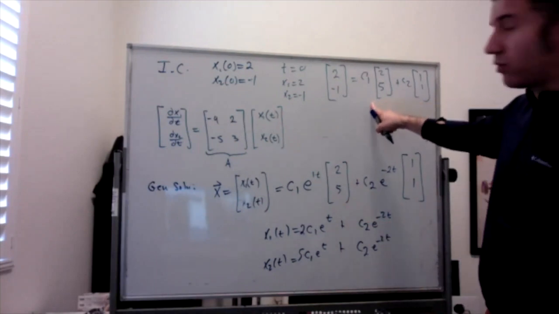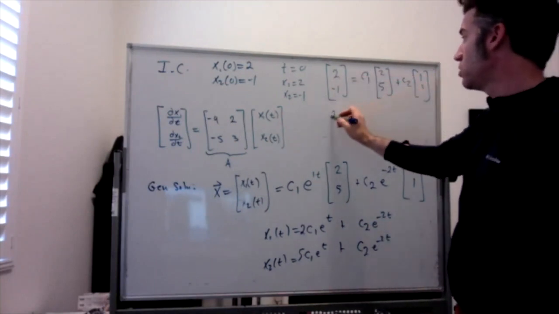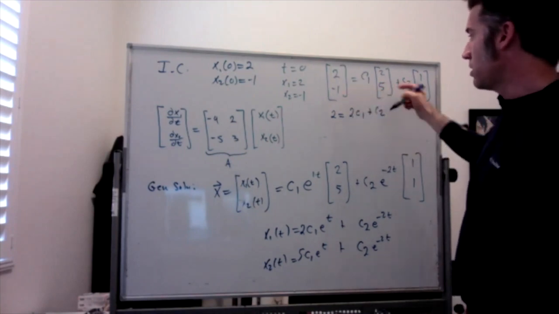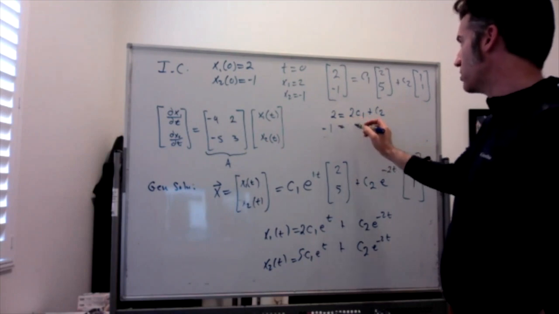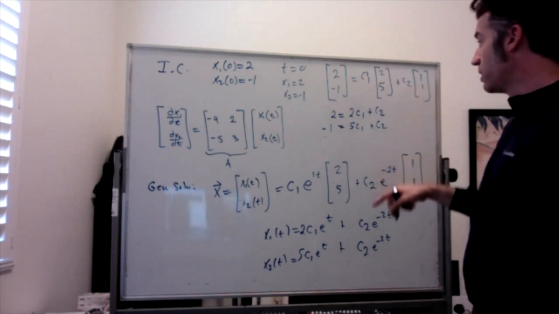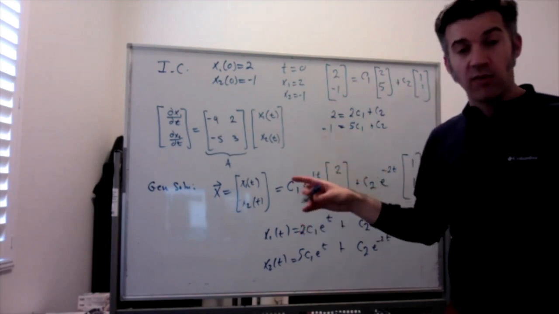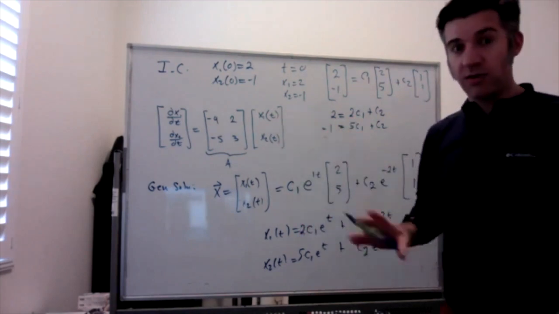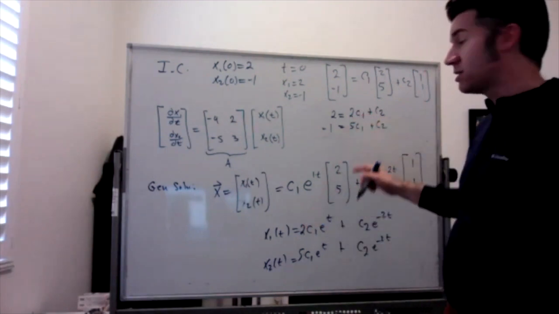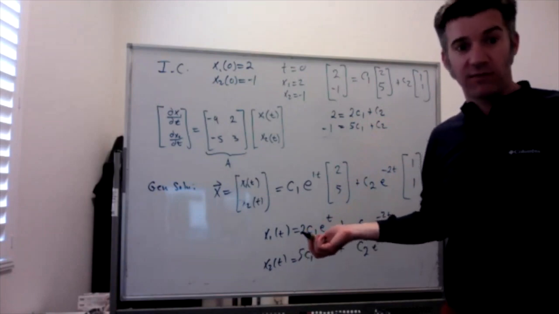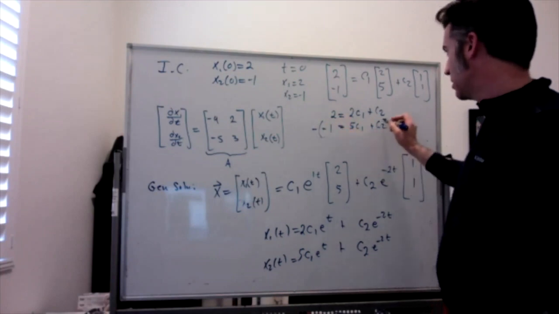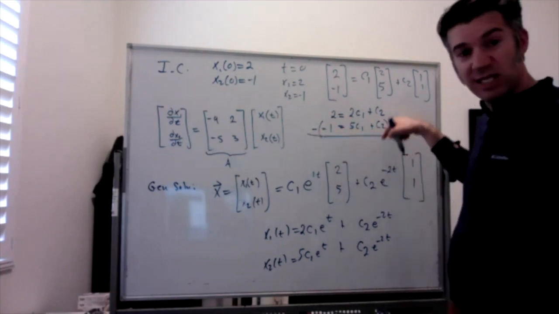Here, we're just solving the equations. So the first row is 2 equals 2c1 plus c2. And the second equation is negative 1 equals 5c1 plus 1c2. This is an example of where you do want to add the equations together. When you're finding the eigenvectors, there's no need to add equations together. When you're finding the constants, you do want to add or subtract them to isolate a variable. So I'm going to do the first equation minus the second equation because that'll cancel out the c2s.